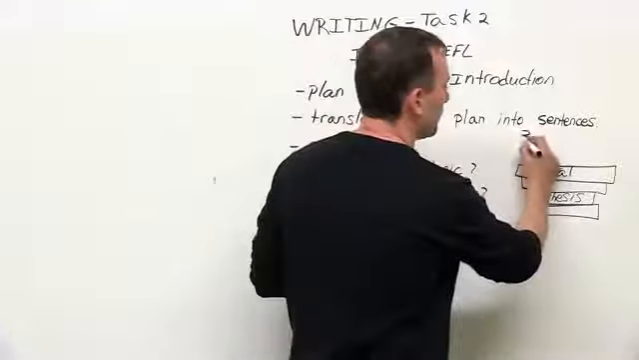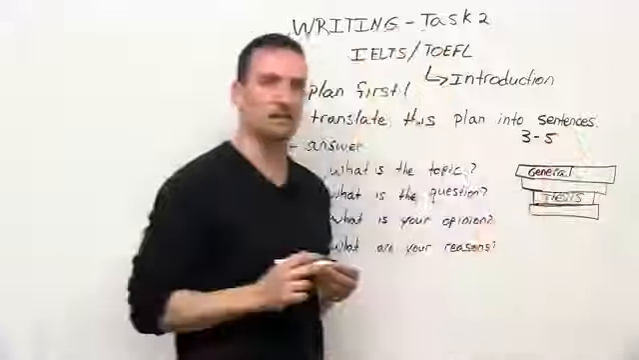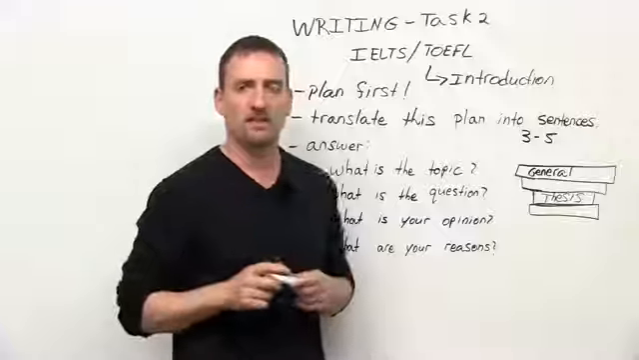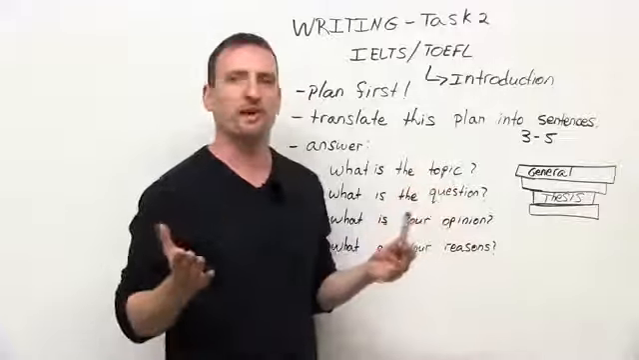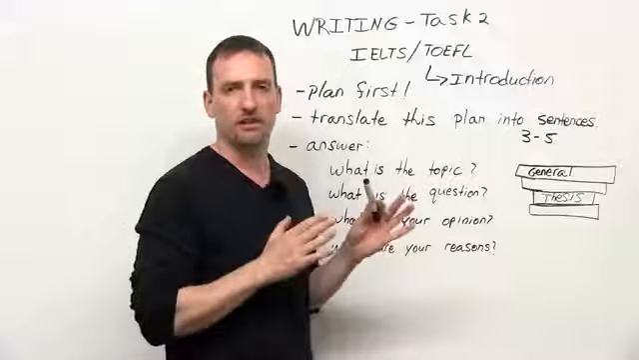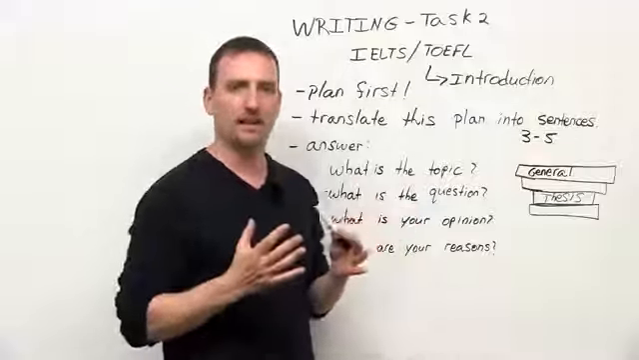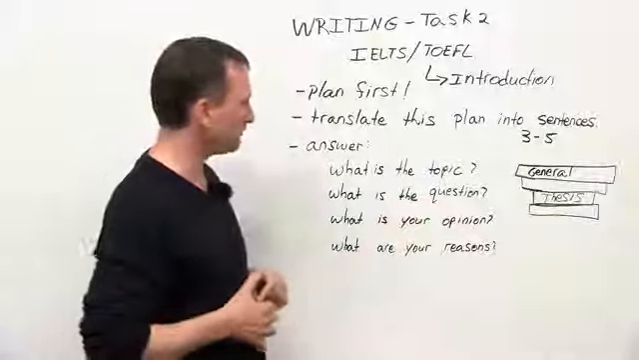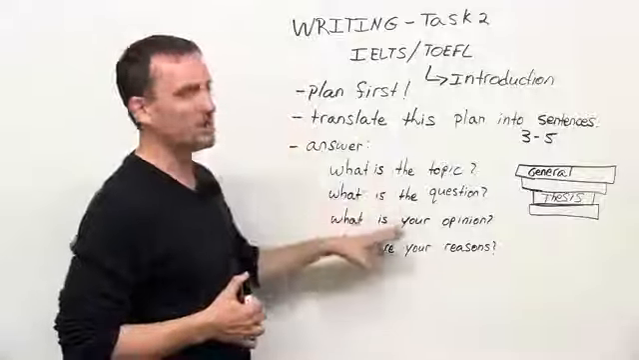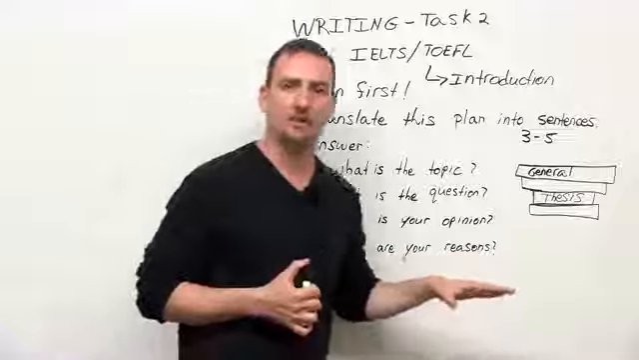You're basically going for 3 to 5 sentences. Less than 3, you missed something, you didn't do enough. More than 5, you're wasting words, you don't have time, don't worry about it. 3 to 5, get down what you need to get down, get into your bodies where you're going to be writing the most, okay?